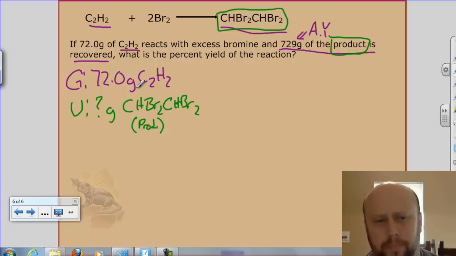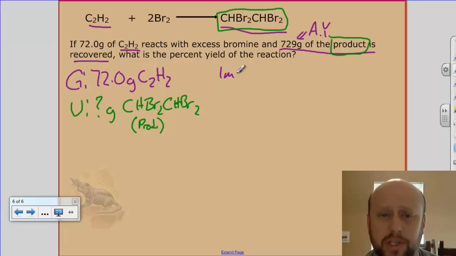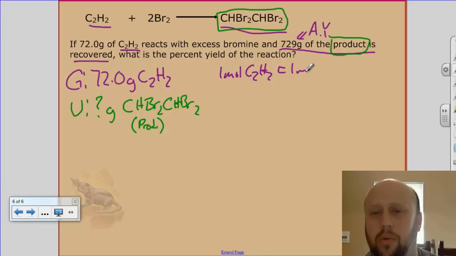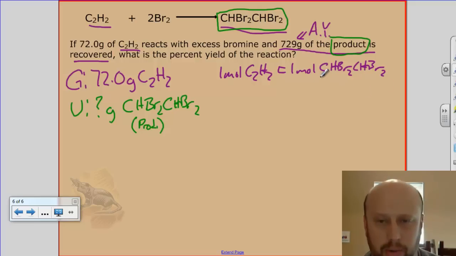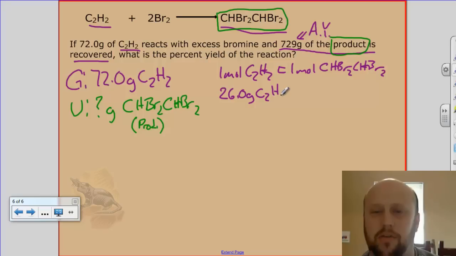Okay? So anytime I'm working gram to gram stoichiometry, I need three things. I need the mole ratio, which in this case is 1 mole of acetylene, that's my given, equals 1 mole of CHBr2, okay? So 1 to 1 mole ratio, and then I need the molar mass of each thing, okay? So calculate your molar mass, and you can pause and calculate those out if you want. My molar mass of acetylene is 26 grams equals 1 mole.